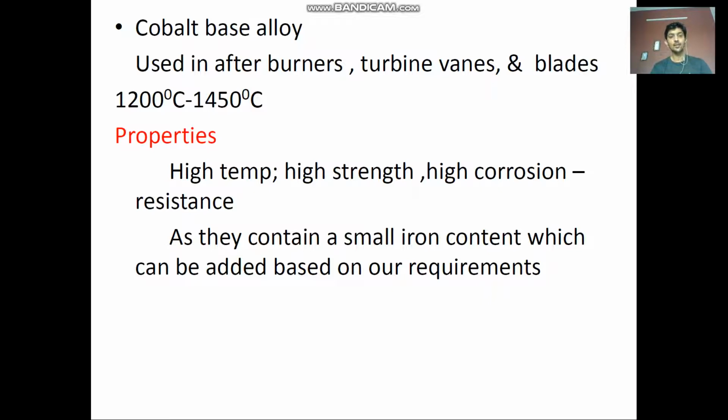The properties of this particular metal are high temperature capability, high strength, and high corrosion resistance, as they contain a small amount of iron content which can be added based on the requirements. The requirement depends on whether we are going to use it for a high temperature or high pressure turbine or a low pressure turbine. Based on that, the iron content can be added to the cobalt alloys.